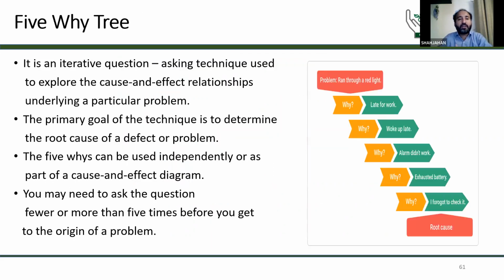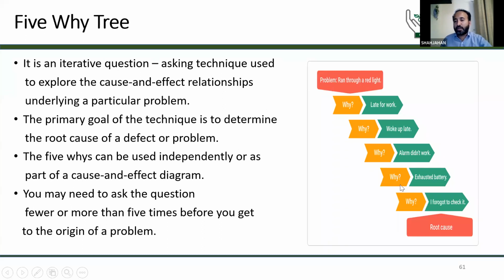Then there is another tool which we use for the root cause: the 5-why tree. It is an iterative question-asking technique used to explore cause and effect relationships. This is just an example: someone crossed the red light in a car. Now we ask the question, why did you cross the red light? He will say, because I was late from work. Why were you late from work? He will say, I woke up late. Then why did you wake up late? He will say, the alarm did not work.